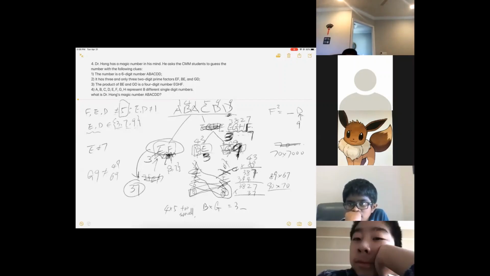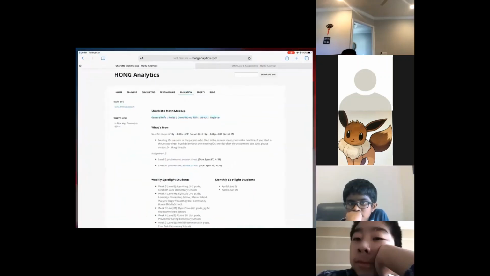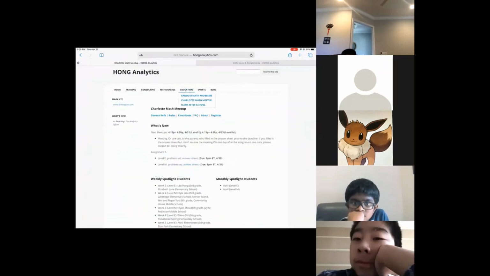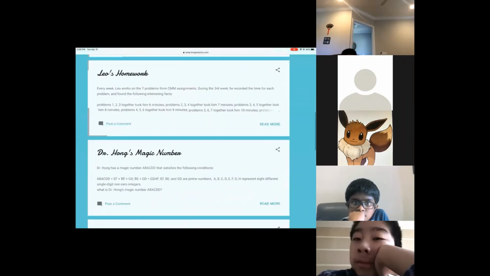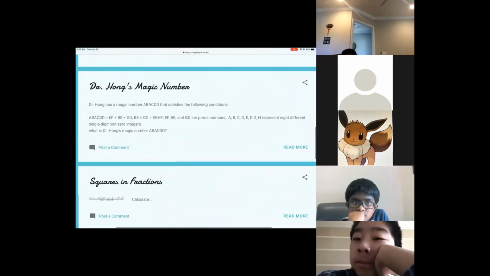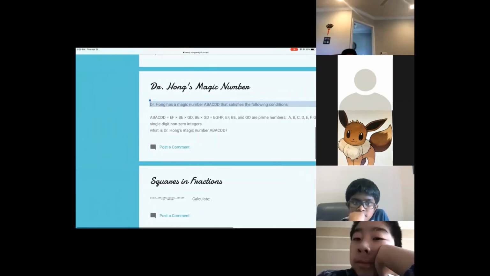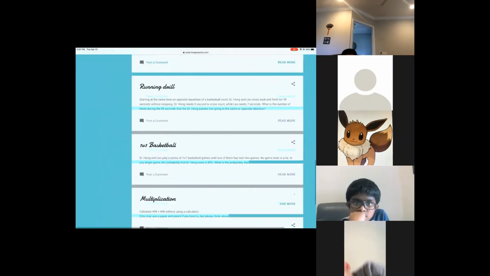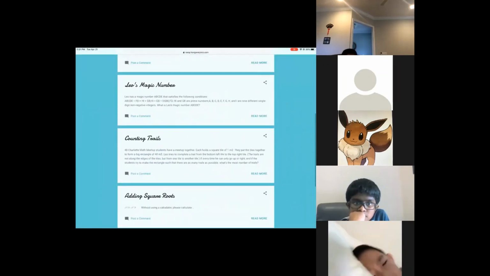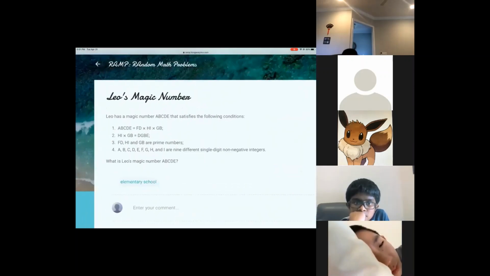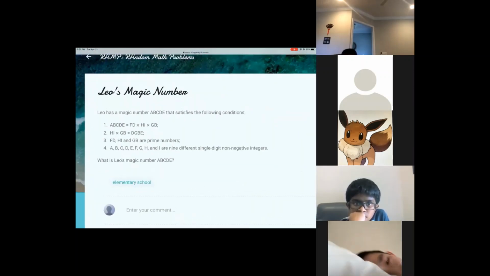I want to introduce you to another similar problem. I made up this problem, and there's another problem Leo made up, so I want to direct you to that problem as well. If you go to my website, education, there is a book called Random Math Problems. Click Random Math Problems. This was the question you were working on from last week, my magic number. And there's another one, Leo's magic number. So there's another similar problem. I recommend you look into this problem as well.